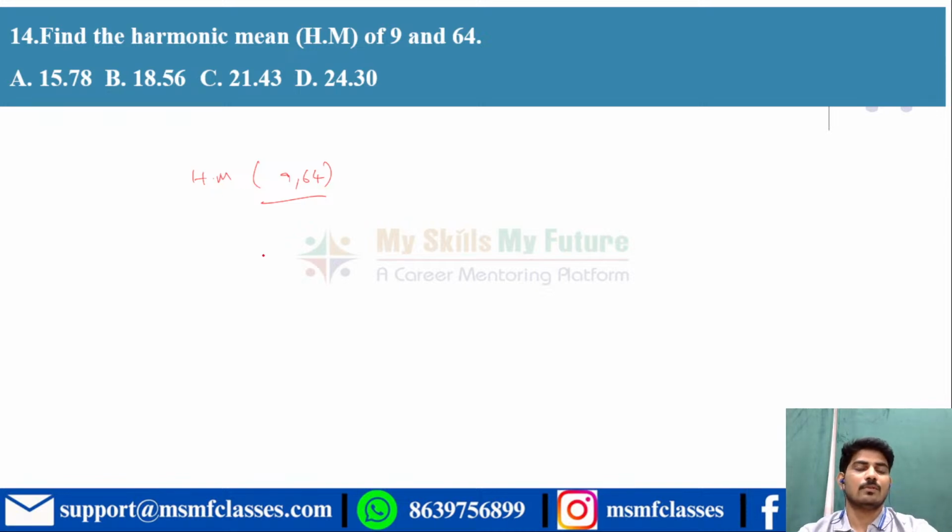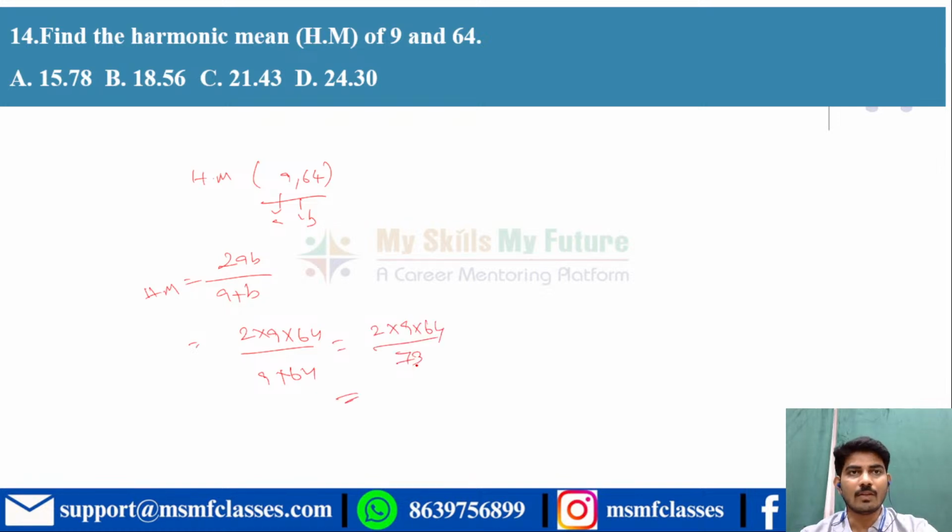For this we have a direct formula. What is the formula? It is called the average formula, 2ab by a plus b. So this is the formula for harmonic mean. Here 9 is a and 64 is b, and if we substitute the values, 2 into 9 into 64 divided by 9 plus 64, that will be equal to 2 into 9 into 64 divided by 73. If we simplify this, you'll get approximately 15.78.